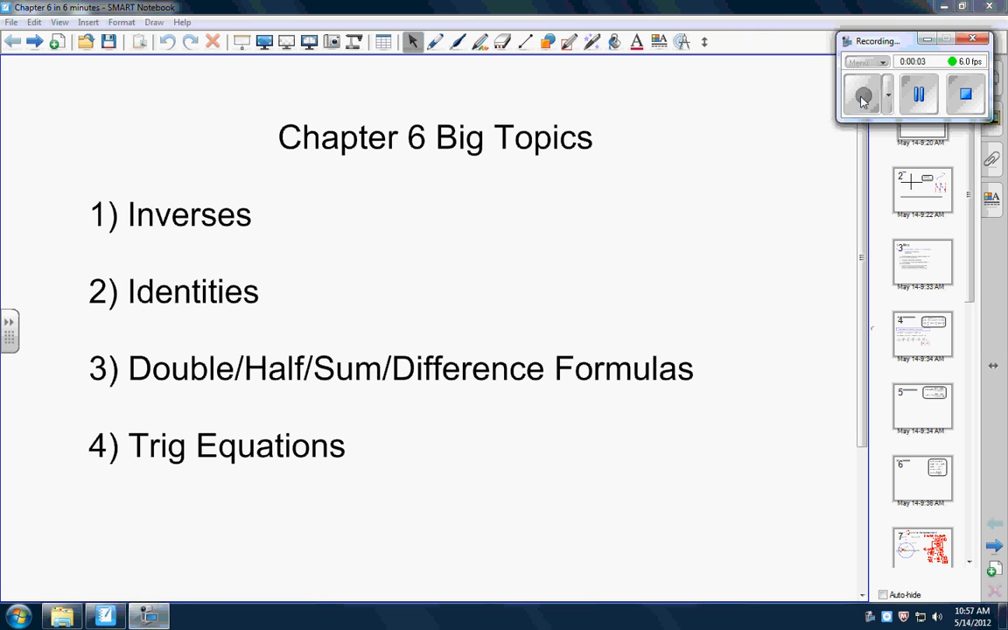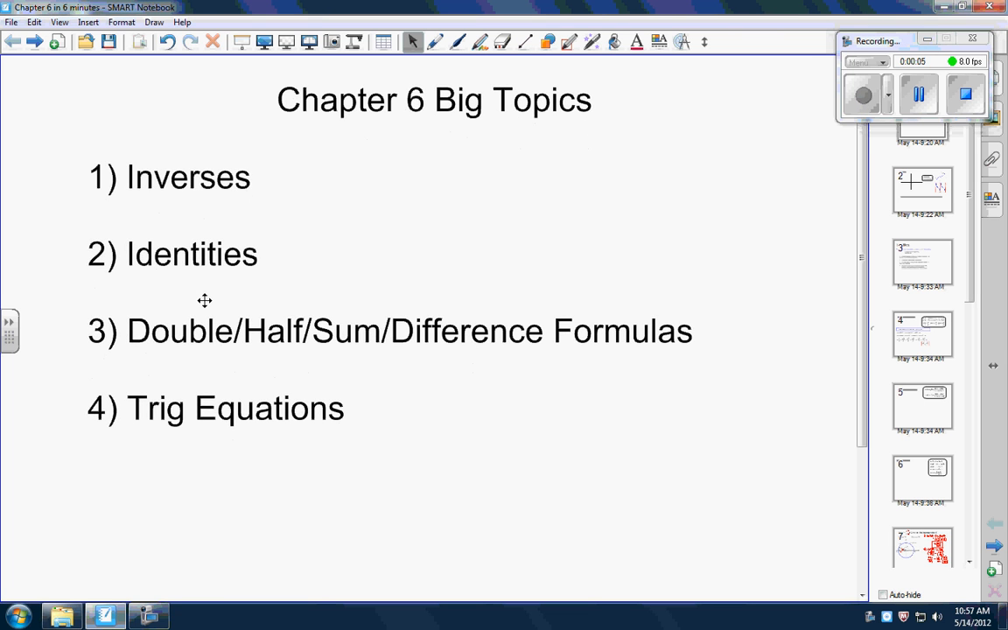So let's see if we can get through chapter 6 in about 6 minutes here. Chapter 6 was our big formula chapter where we did a lot of plug and chug off of our formulas. Here's our 4 major topics: inverses, identities, the double, half, sum, difference formulas, and then lastly the trig equations.